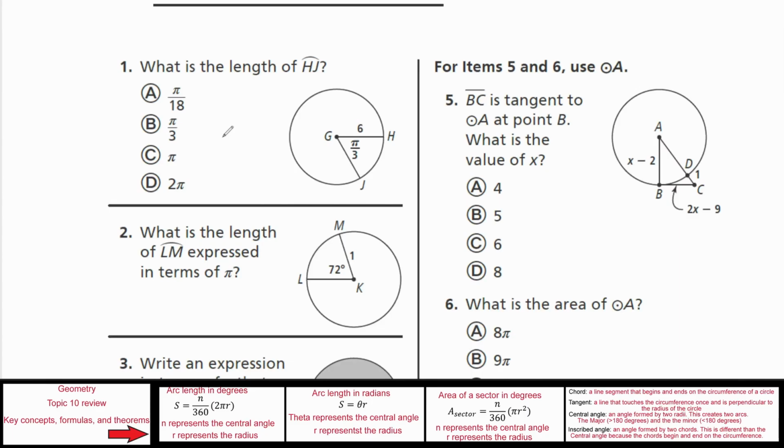Our number one question is, what is the length of arc HJ? That means I'm trying to find the length of this arc right here. And the first thing I want to do is ask myself, is this in degrees or radians? This is in radians. I don't have a degree symbol. For now, that's our number one way to determine which method we're going to use. This is in radians, so you can see the arc length in radians is S equals theta times R. Theta is our central angle, so that's pi thirds. And R is our radius, which is 6. When we multiply these together, we get 6 pi thirds, which simplifies to 2 pi.